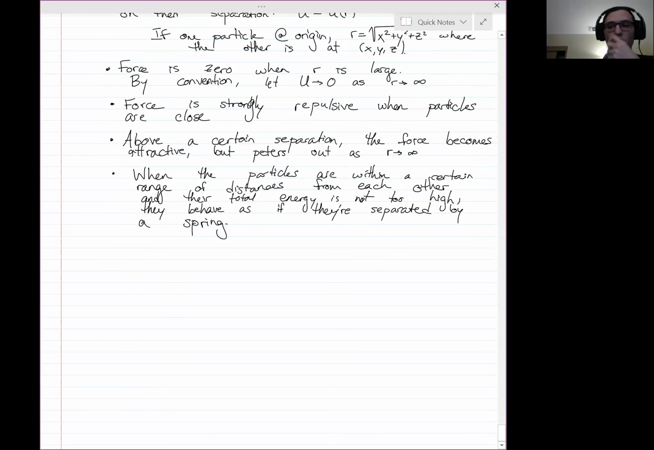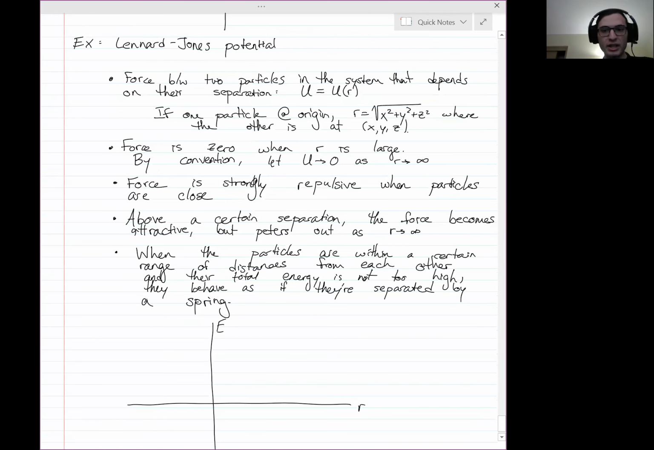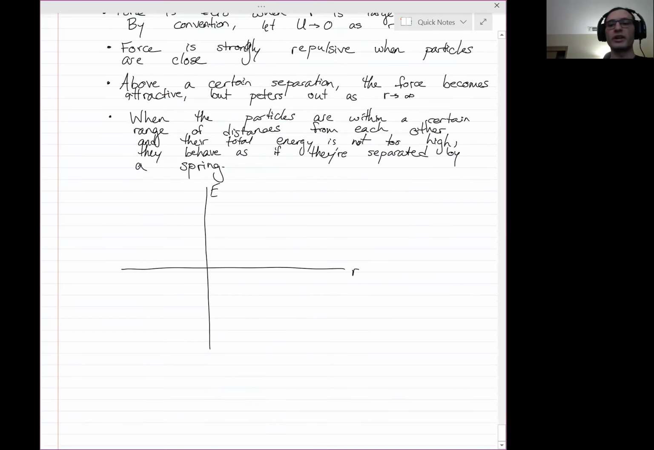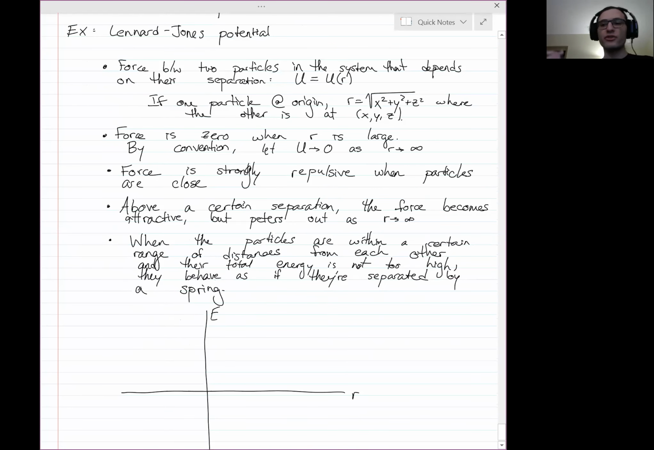All right, so now the goal is to just draw a plot of this function. Let's put energy up here, separation distance over here, r, and let's try to draw this. So let's first try to grasp these concepts.